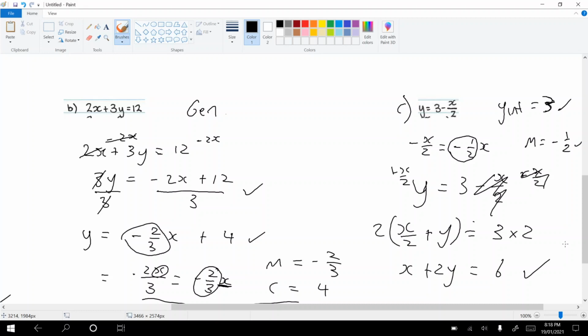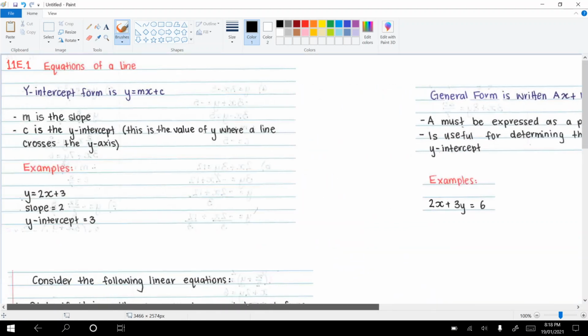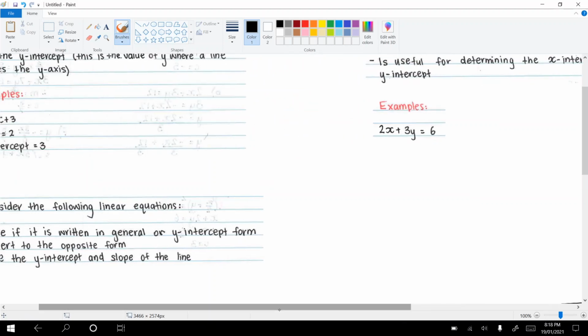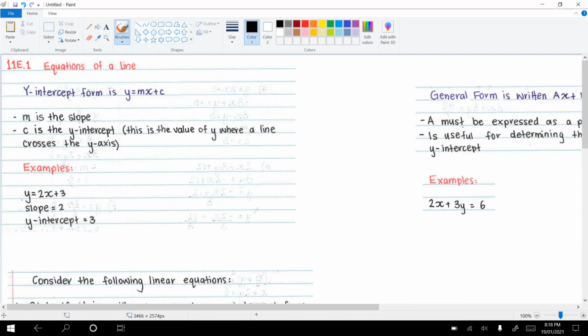So this exercise here is 11E.1. This is just getting you used to general form and y-intercept form, and it's getting you used to how to rearrange those equations of lines, which people have found tricky in the past. So this will probably be the hardest thing we've done so far. Good luck with it, and sing out if you've got any questions.